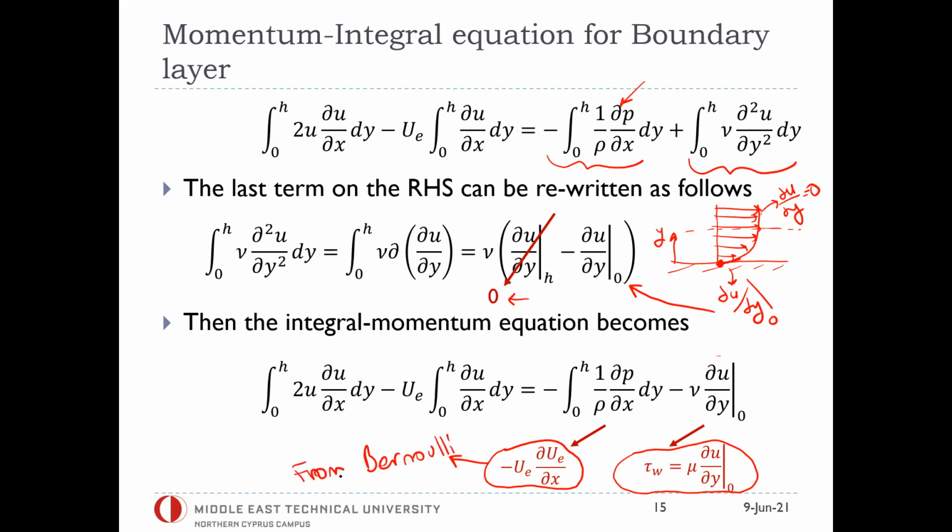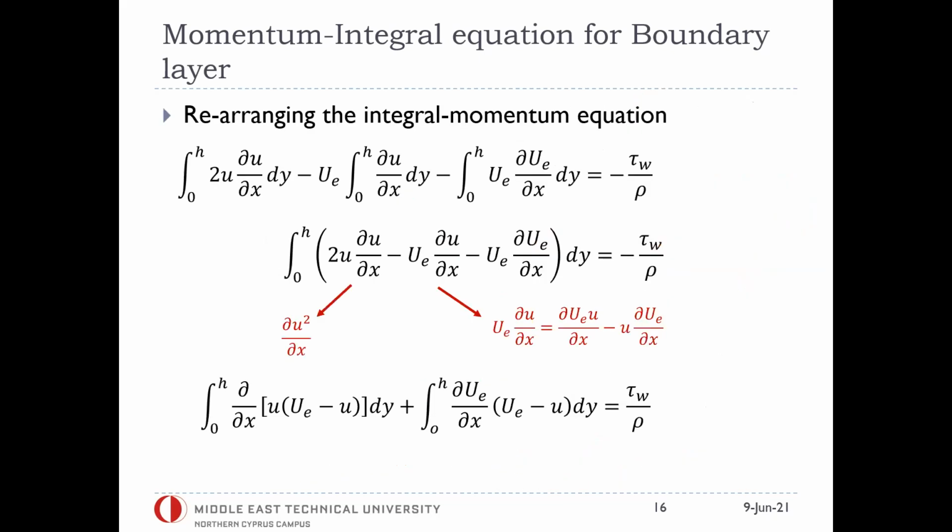Taking the derivative of the Bernoulli equation with respect to x, that's what we get. So now what we can do is replace these two terms: use U_H dU_H/dx instead of the pressure gradient term, and use tau wall for the second term. When we do that, we end up, after rearranging the equation, with this term.